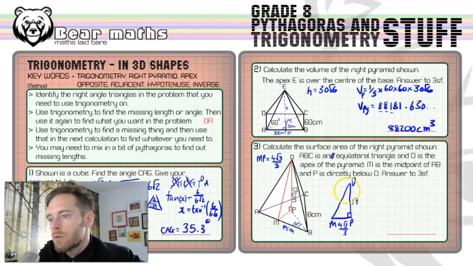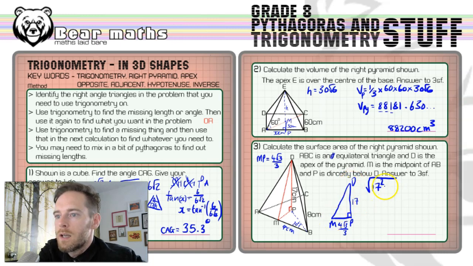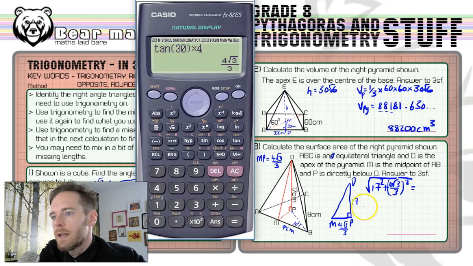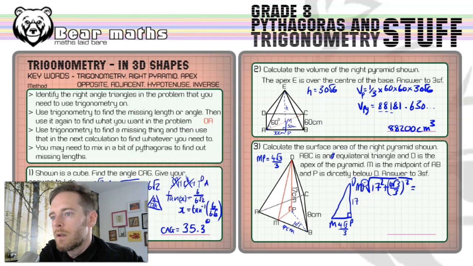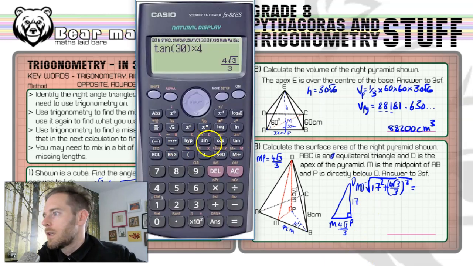So for us to work out M to D, this perpendicular height of the face, one of the isosceles triangle faces, we need to use Pythagoras. So that's going to be 17 squared, and we're finding a longest side here, plus 4 root 3 over 3 all squared. Let's type that into the calculator and find out what we get. That's M to D. M to D is this length here.